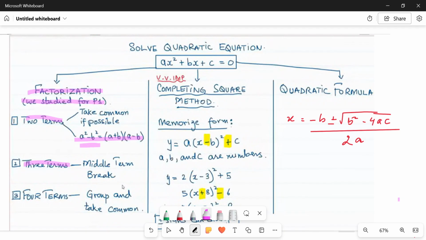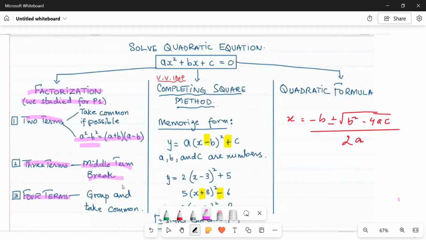Now the second part is that if in the question there are three terms, you can use the middle term breaking, right? This also you people have learned. Now the third part is that if the question has four terms, you can solve it with the help of grouping and taking common factors. Okay, this also we have learned in book 2, 7th edition, chapter 4, right?